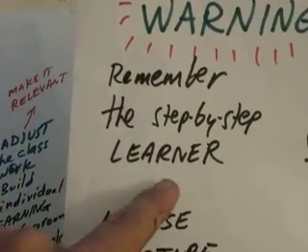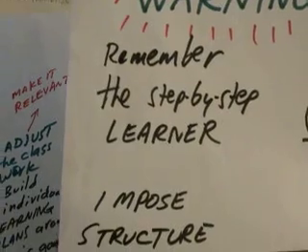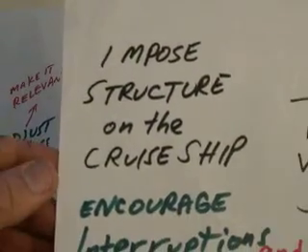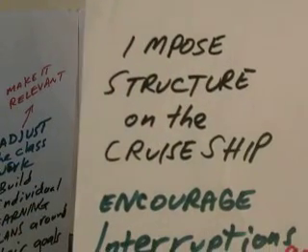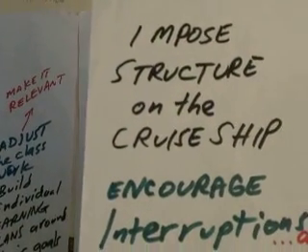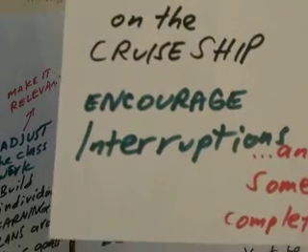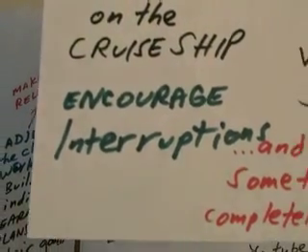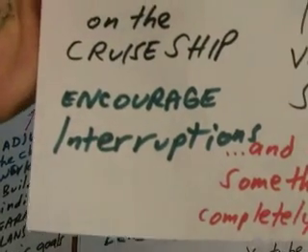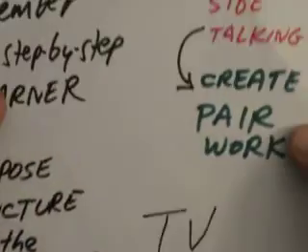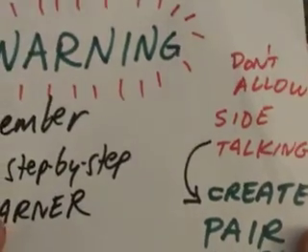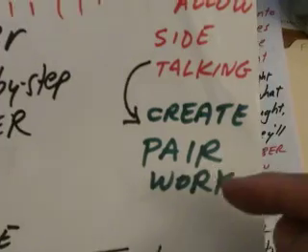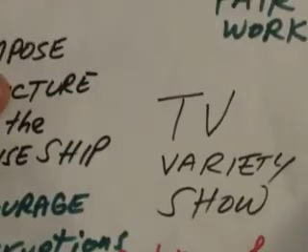Let's remember the step-by-step learner. What I'm doing right now is not step-by-step. I'm just throwing stuff at you. So we need to impose a structure. This entire course is like a cruise ship. We don't know where the ship is headed next, but let's tell them ahead of time so that they know where to go. We want to encourage interruptions because some students learn randomly. Don't allow side talking, but create pair work so that they talk.